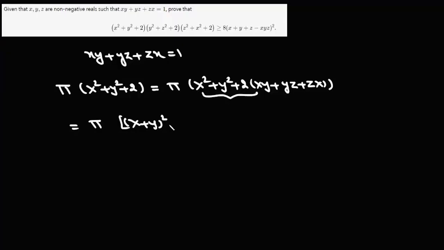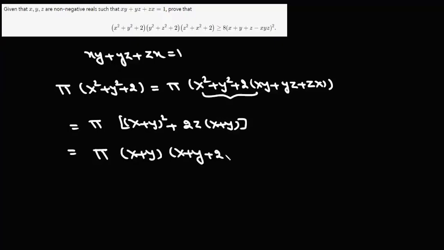x plus y whole square plus, and here if we take 2z common, we'll have x plus y, and if we take x plus y common, then it will be this product x plus y into x plus y plus 2z. So in this we have changed our left hand side to this expression. In the same way we can change our right hand side also.